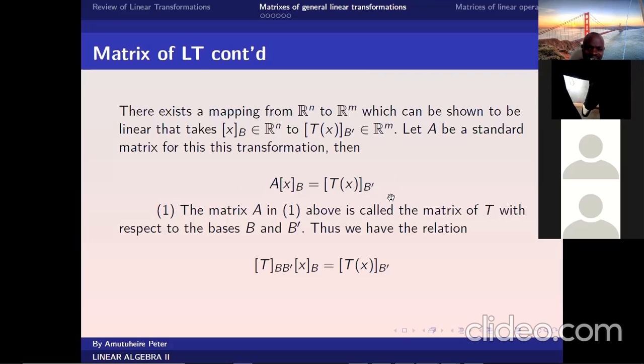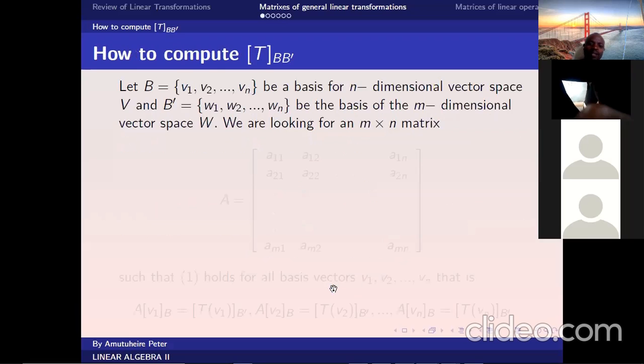Okay, so the matrix A in equation 1 above is called the matrix of T with respect to the bases B and B prime. Remember, B is the basis for V, B prime is the basis for W. Thus, we have the relation where we have this A, we can put T_BB' times this, it gives us that. Why? Because A is the matrix of transformation of T with respect to the two bases. So we write it like this, T_BB', and we get this equation.